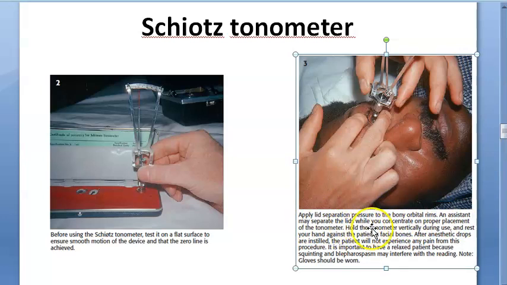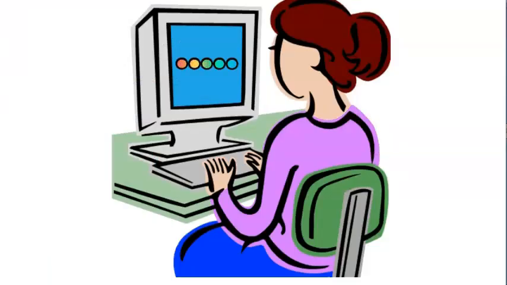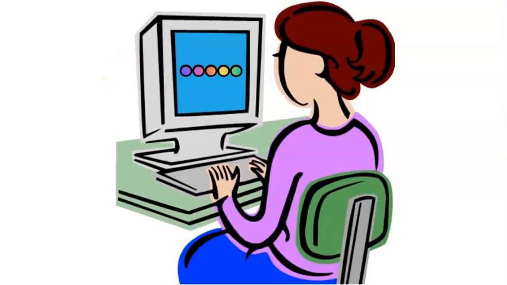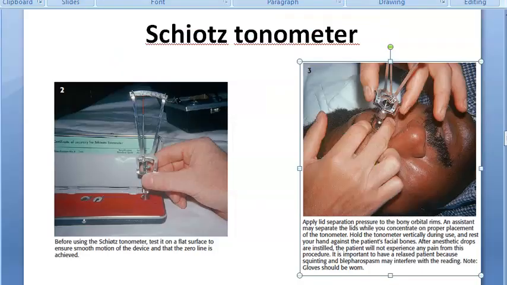An assistant may separate the lids while you concentrate on the proper placement of the tonometer. How's it going, people? Is it too much to understand? Are you understanding the procedure of Schiotz tonometer? Hold the tonometer vertically during use and rest your hand against the patient's facial bones. So your hand is against the facial bone, okay?